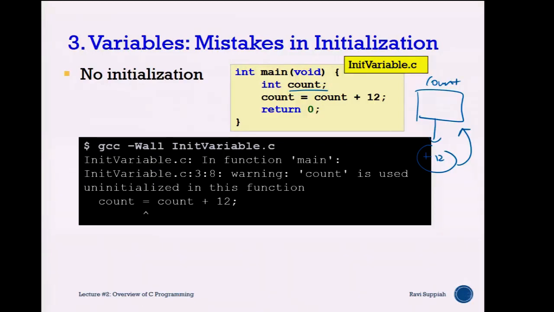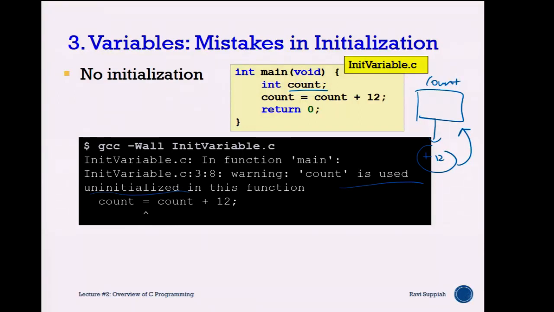It's just a warning. That means it's trying to tell you that count is used uninitialized. So this is the good part of the compiler. Some of the warnings and errors will give you hints at some of the mistakes that you might make. Again, this is a common mistake. All of us will make this mistake. We may think that we initialized it, but we forgot to initialize it. Then we go and use it.